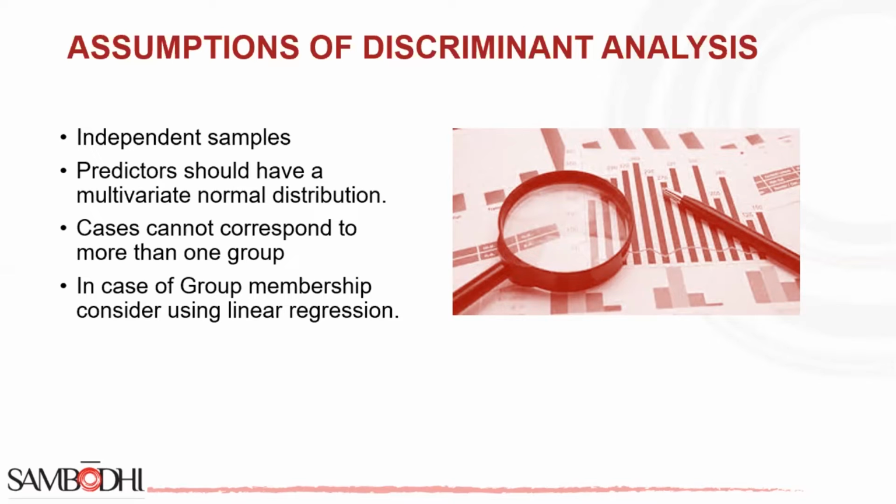If group membership is based on values of a continuous variable, then consider using linear regression to take advantage of the richer information offered by the continuous variable. The procedure is most effective when group membership is a truly categorical variable.